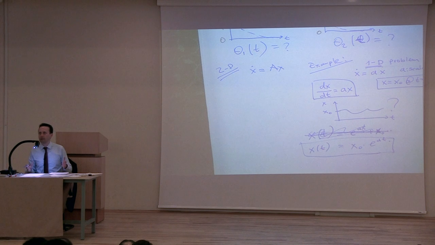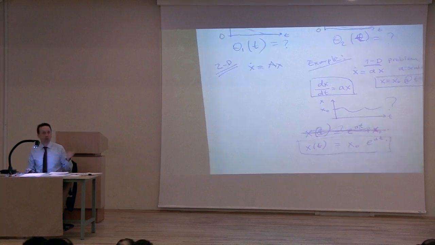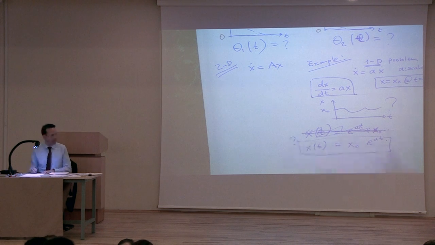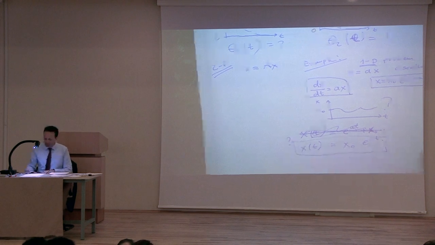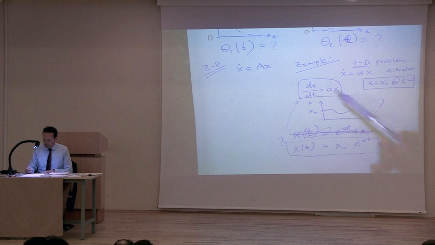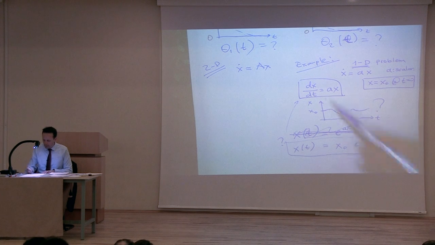There are many ways of solving this, right? One way you could do is you can assume a solution and see if it works. Right? That's the typical way. You assume a solution and then see if it works. For example, is this correct? We can check. Let's put it into this equation and see if it works. How do we do it?